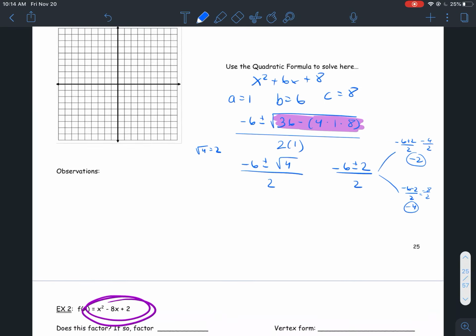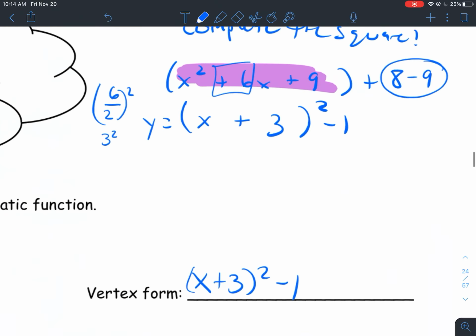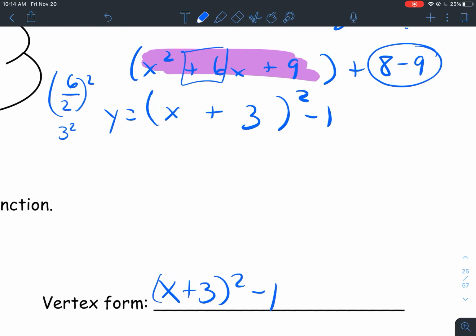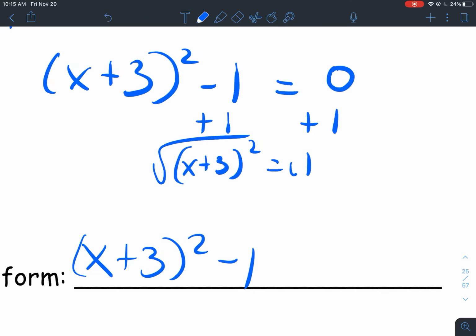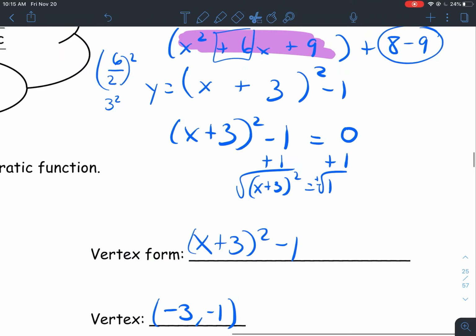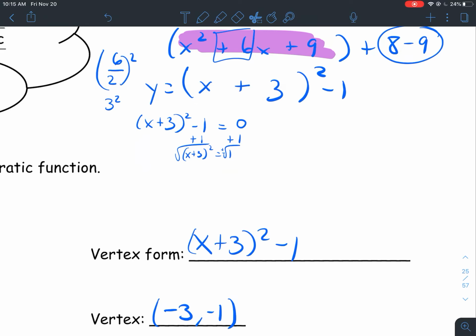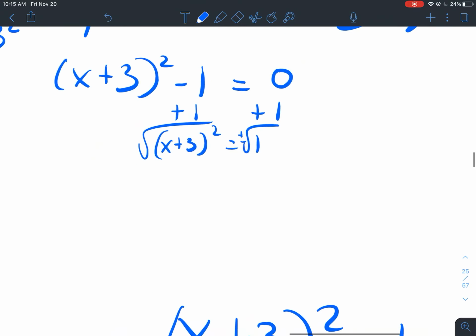Okay, so we're going to solve by completing the square, which we've already completed. So now we're going to solve. Okay, so we've got this x plus 3 squared minus 1. This was our vertex form. So we can just set that equal to 0 and solve. So we would go ahead and add 1. So we get x plus 3 squared equals 1. We're going to take the square root. We're going to do plus or minus. I am running out of space. Sorry about that. All right, so we get plus or minus 1.